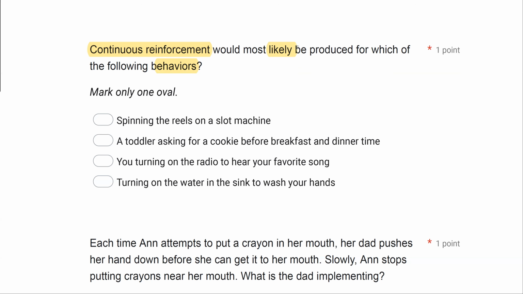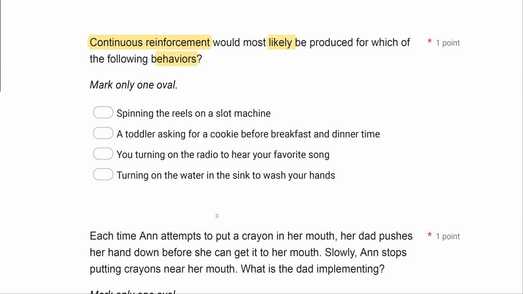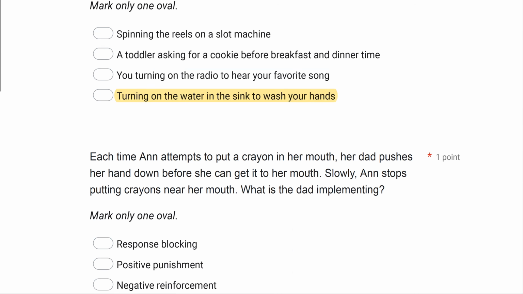Very unlikely it will be continuously reinforced. However, turning on the water in the sink to wash your hands, every time you turn on the water in the sink, what happens? The water comes on. Unless something is very out of the ordinary or something is just broken, you're likely to receive reinforcement every time you turn on the water in the sink. So continuous reinforcement would most likely be produced for turning on the water in the sink to wash your hands.